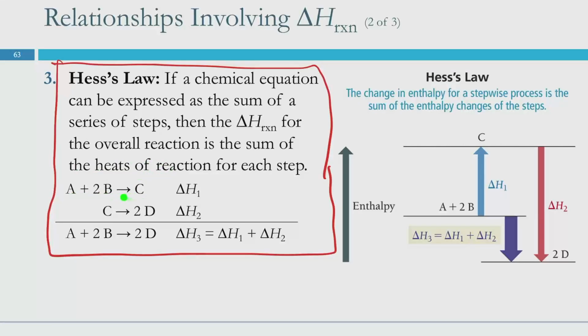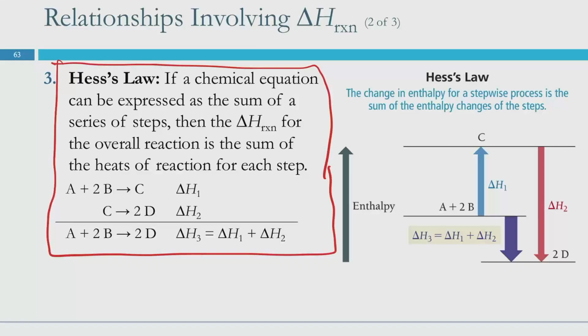So looking at two different reactions, we've got A plus 2B goes to C. C is going to turn into 2D. So we're kind of stringing together a series of steps. So it would make sense that the energy from the first step, if we add that to a second step, if we just add those steps up, then that should also be our delta H.